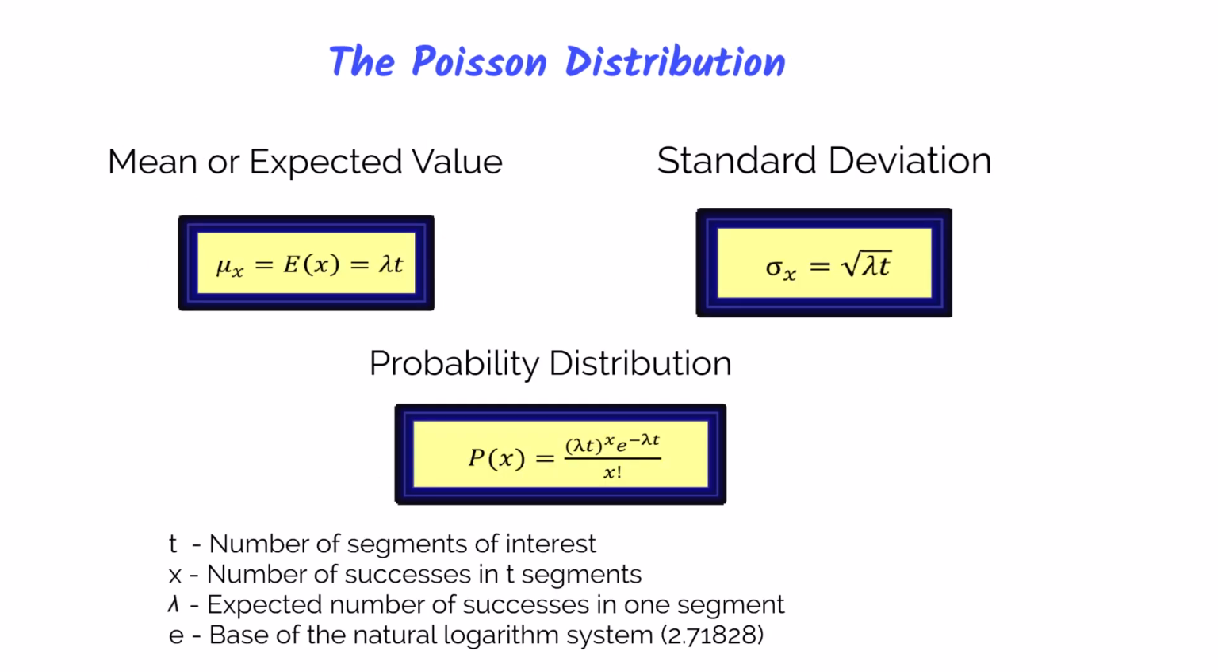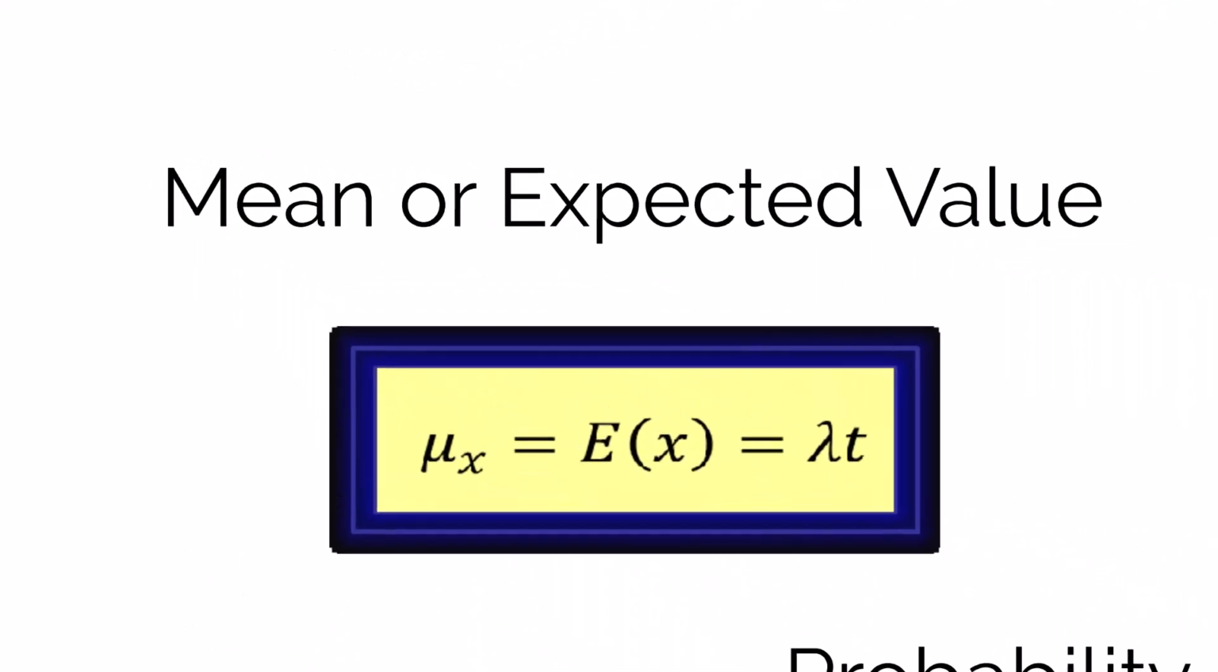So here are the related formulas that you'll need to be working with for the Poisson distribution. By now, you might be noticing a pattern where we're learning how to calculate the mean or expected value and standard deviation for every kind of distribution. We also need to calculate the probability of X for each distribution. So let's break down all the variables in our different formulas here. Again, we've got our lambda, which is our expected number or the average number of successes in one segment. T is the number of segments that we're interested in studying.